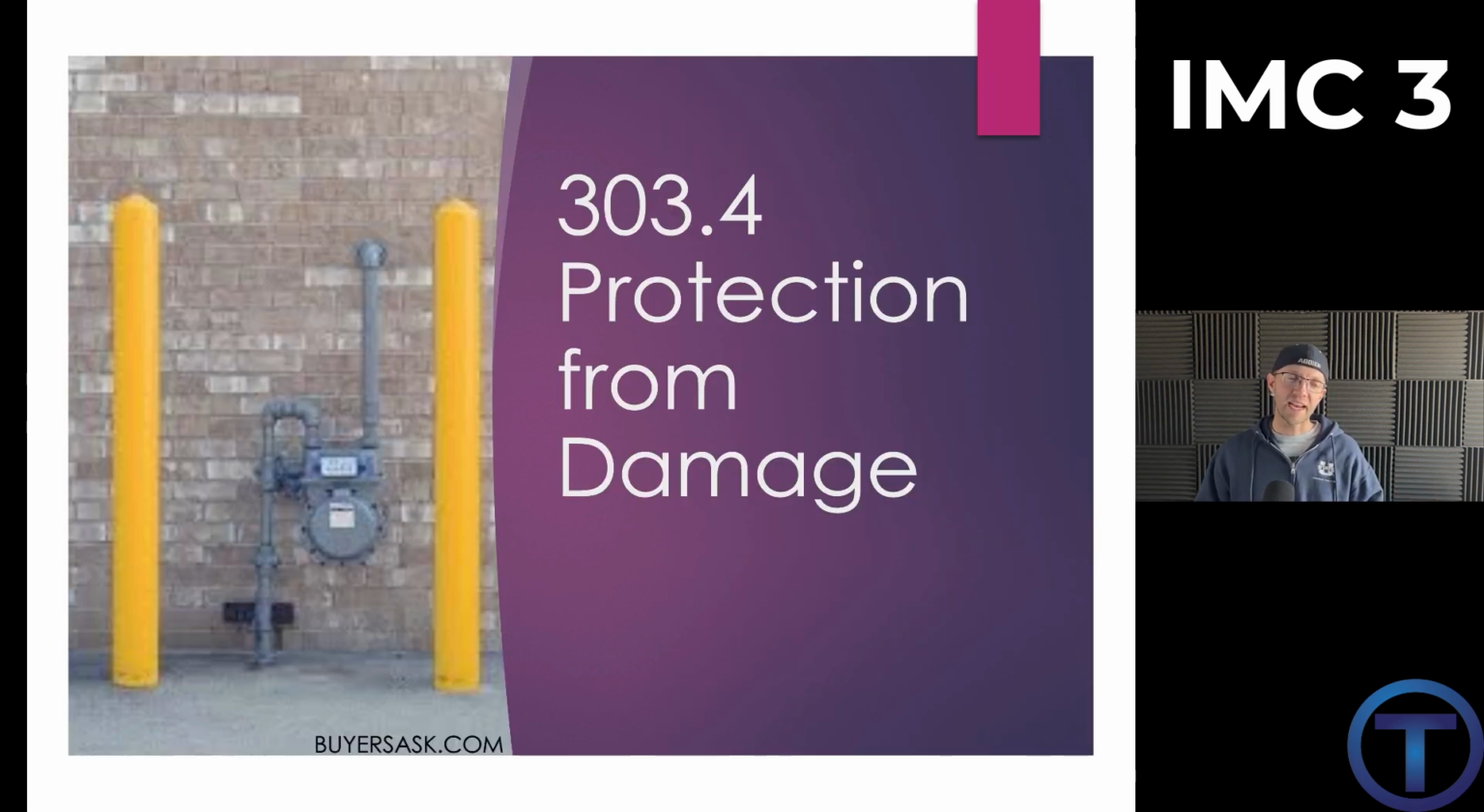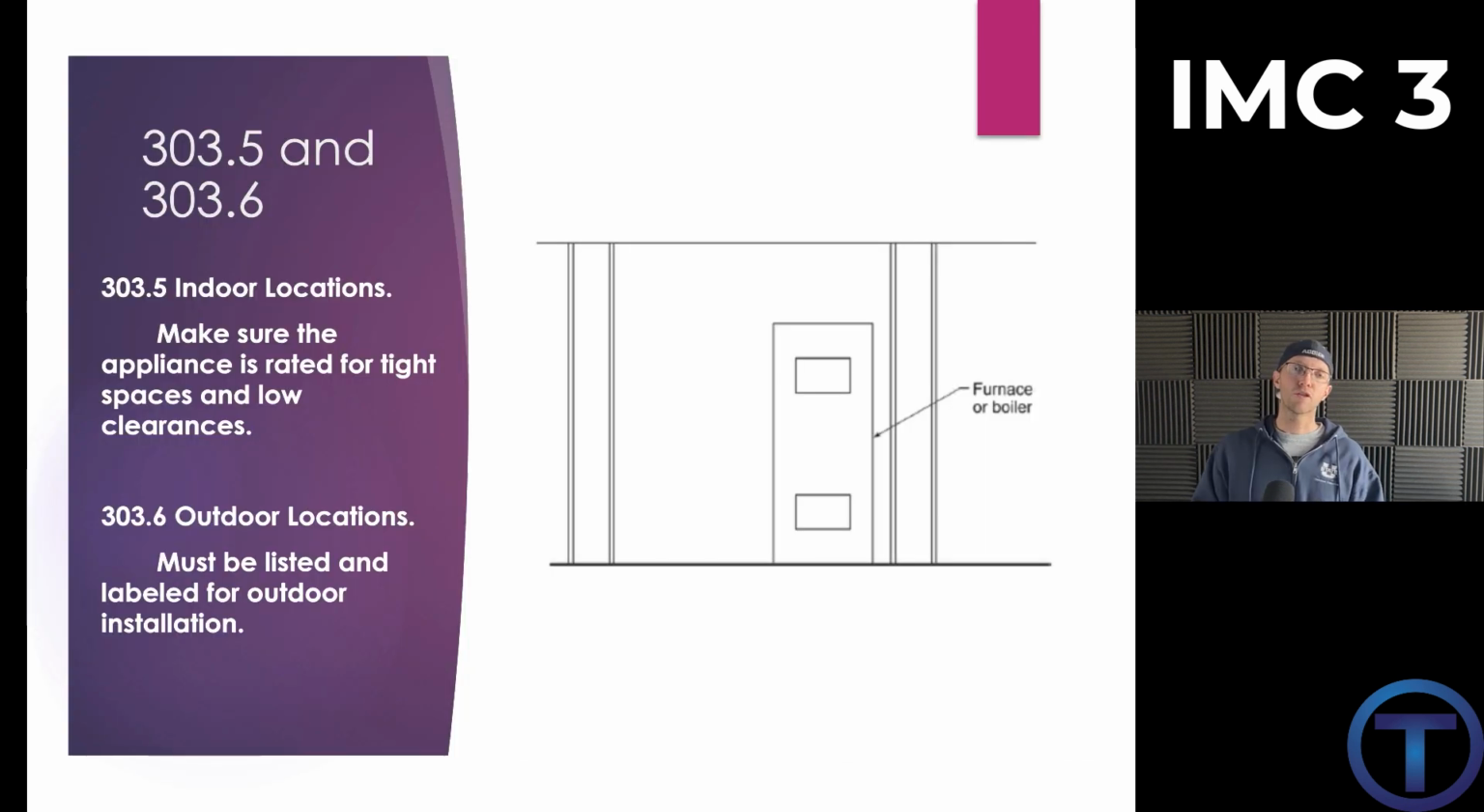303.4 talks about protection from damage. Anytime it's possible for an appliance or part of the mechanical system to be damaged by especially vehicles in a garage or something, we want to put up some protection, some concrete posts, something that's going to stop that vehicle from even being able to hit those mechanical systems. Here we have an example of a gas meter, but the same sort of things, cement columns, can be installed in a garage or anywhere that we're concerned that these could be damaged.